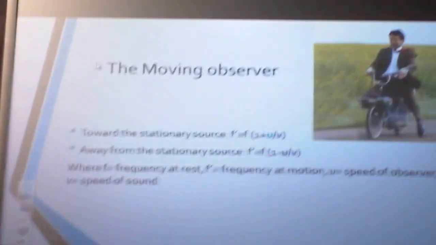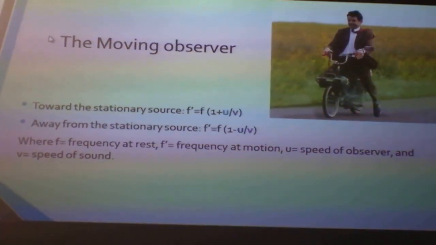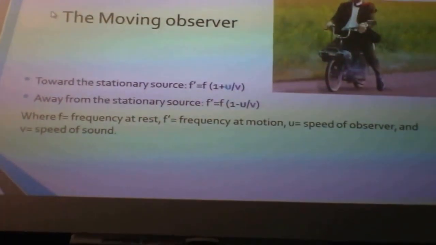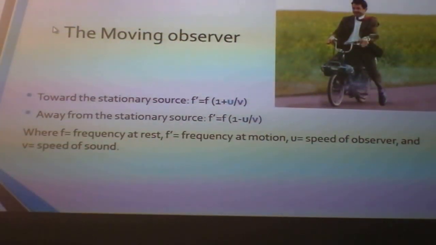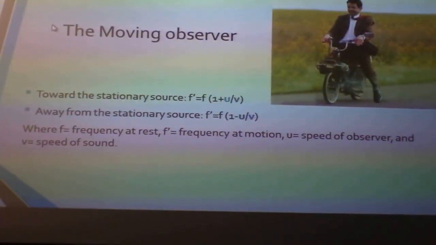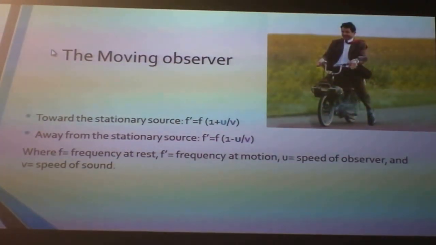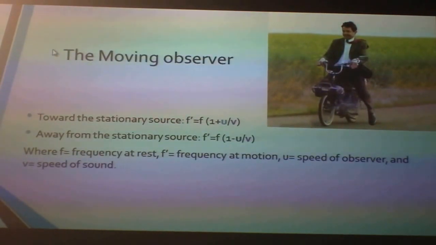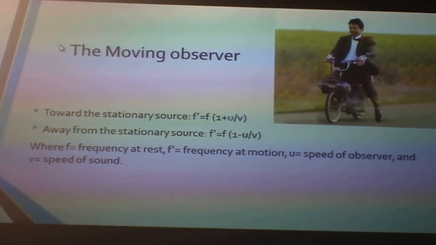Alright, so the moving observer toward the stationary source: the formula is f prime equals f over 1 plus u divided by v, where u is the speed of the observer, v is our speed of sound, which we try to calculate, and f is the initial frequency.